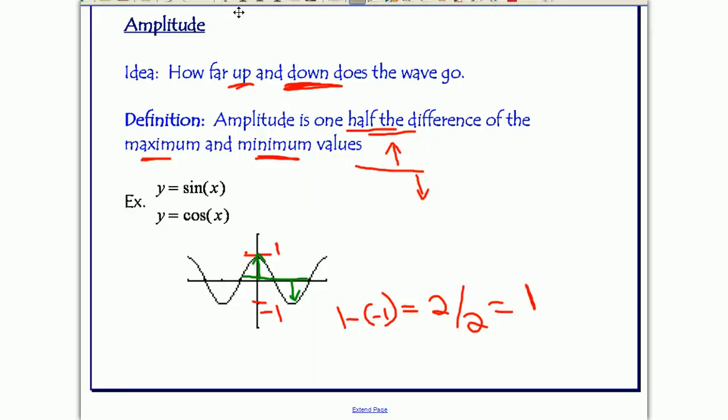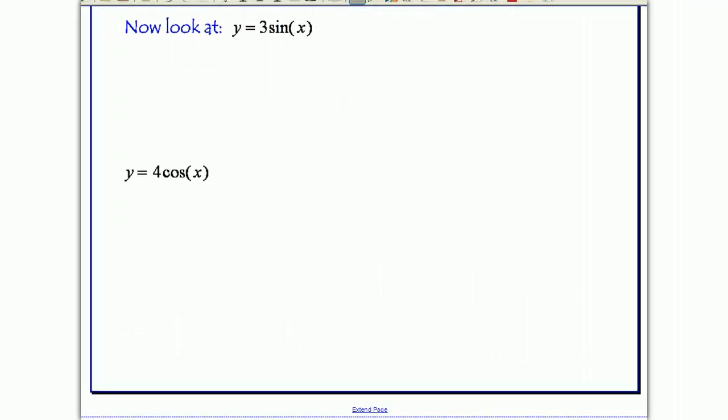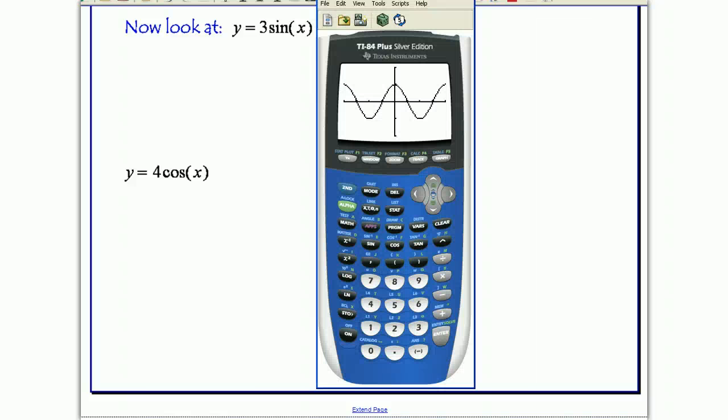Okay, if we really want to model things, we'll want to change that amplitude. Because temperatures vary by more than 1. They don't just go up 1 and down 1. They go up 30 or 40 or 50 degrees and down 30 or 40 or 50 degrees. So it'll be important for us to be able to change the amplitude. So let's consider a graph like y equals 3 sine of x. Wild guess what you think that 3 does to the amplitude.